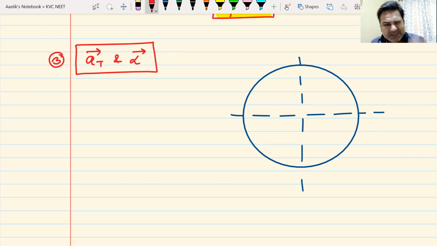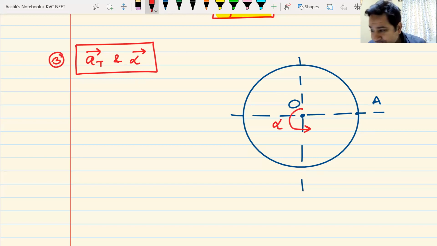How are they related? Exactly the same way as VT and omega are related. I'll give you a chance to tell me how AT and alpha are related. Let us say this particle is at point A. And let us assume that this alpha is like this. Again, it is an axial vector. So now alpha is like this.